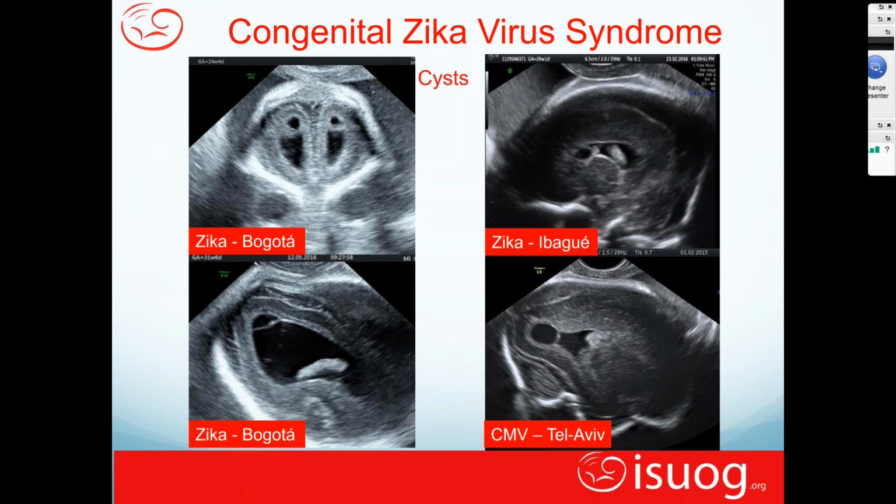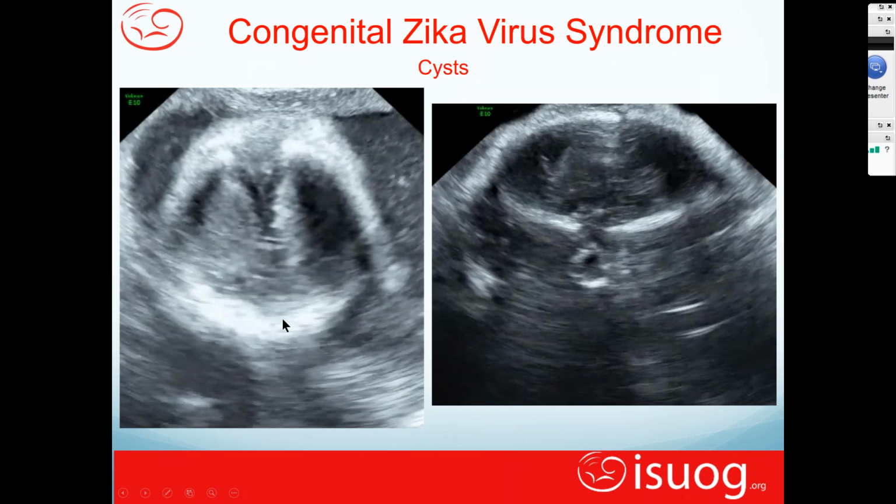So here you see 3 cases of Zika from South America versus an example from Gustavo Malinger's work in Tel Aviv. You can see the changes that are dramatically there in terms of what we see within the brains themselves. Here are more cysts within the ventricular system.